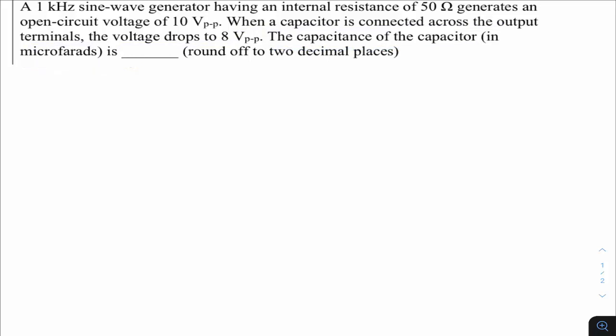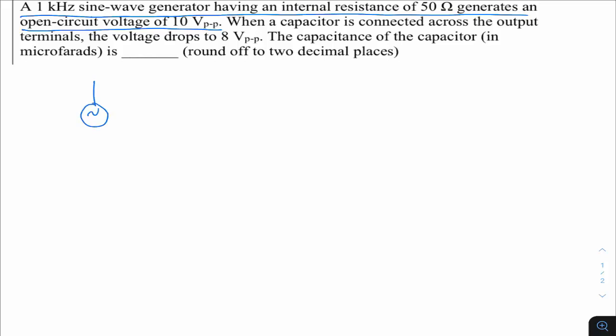Okay. So this kind of question has been asked last year in the electrical branch. Almost the same, only the data is changed somewhat, I think. Otherwise, exactly the same model. Let's see what data is first given and what we need to find. So first thing is, you see the statement. A 1 kilohertz sine wave generator having internal resistance of 50 ohm generates an open circuit voltage of 10 volt peak to peak. It means basically we have a source.